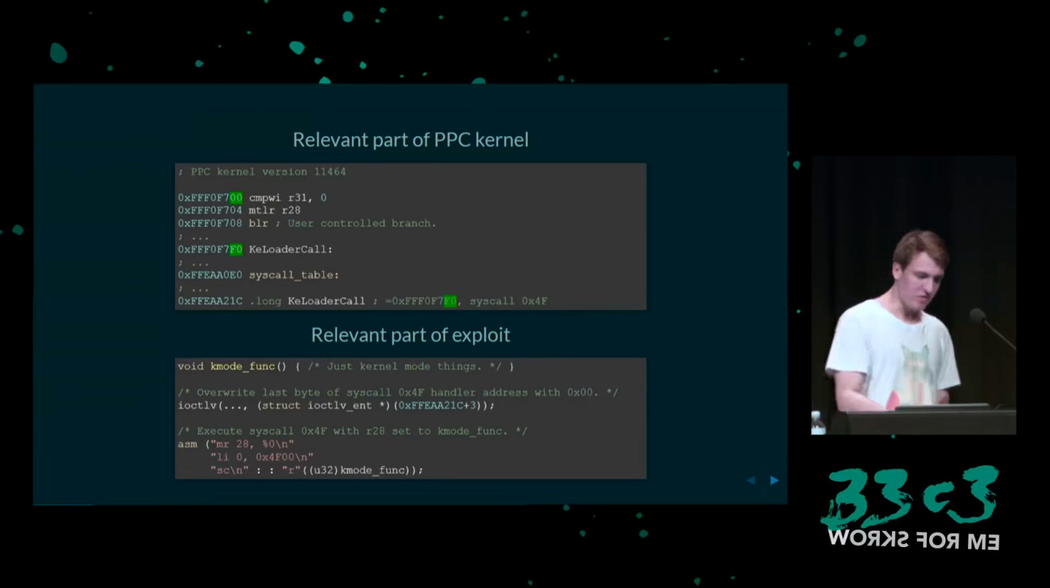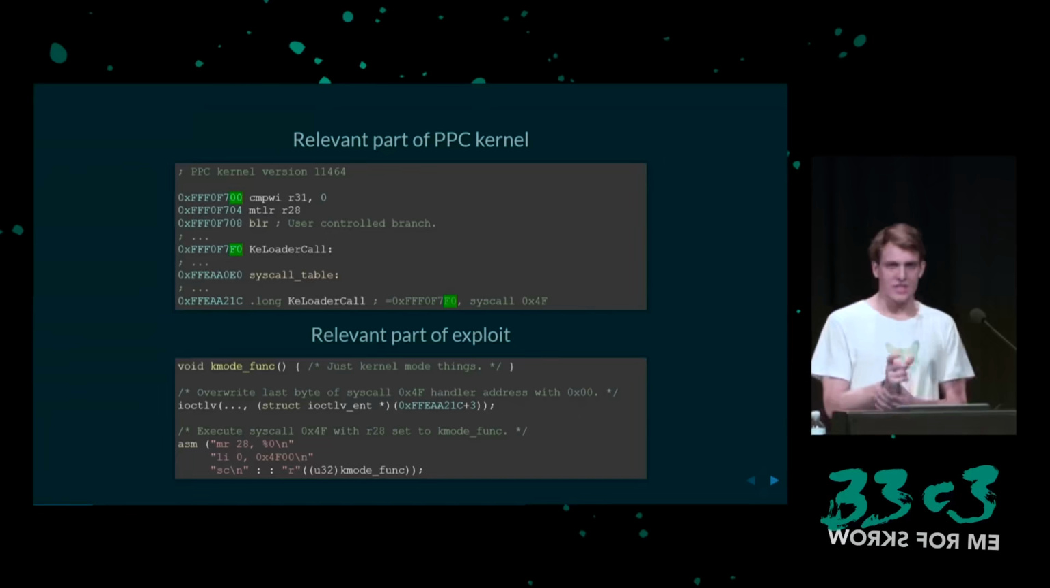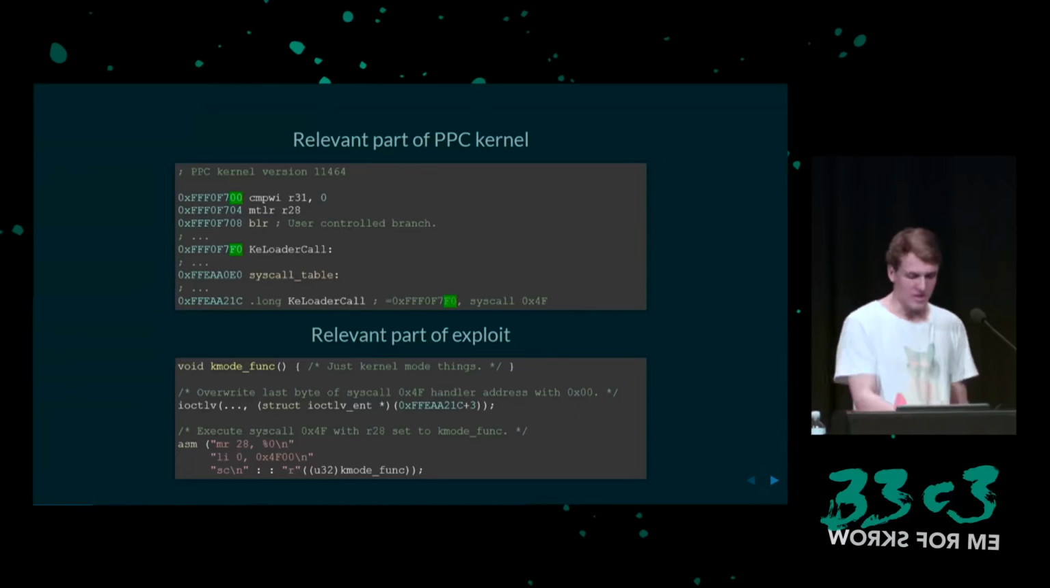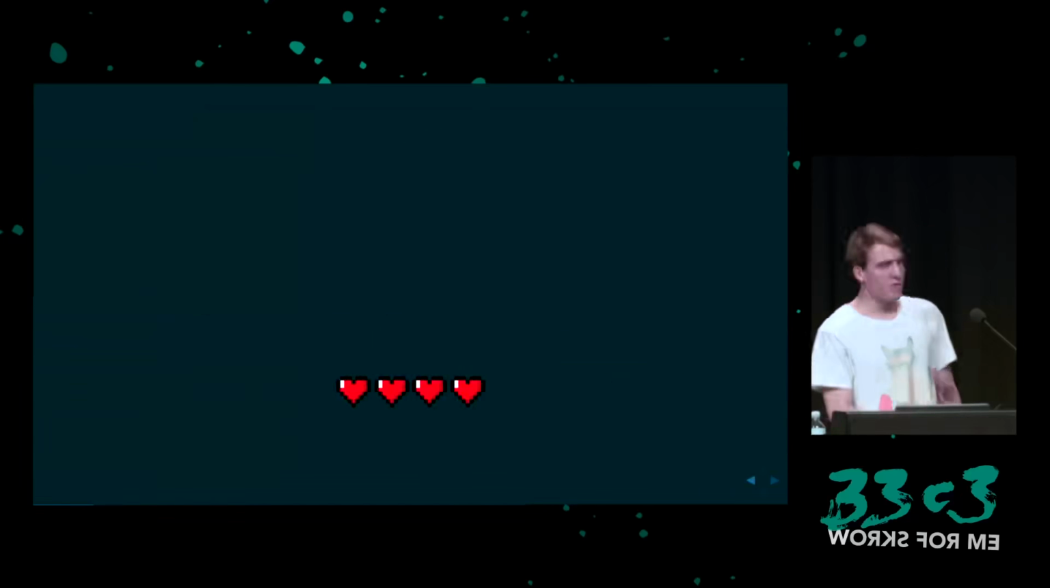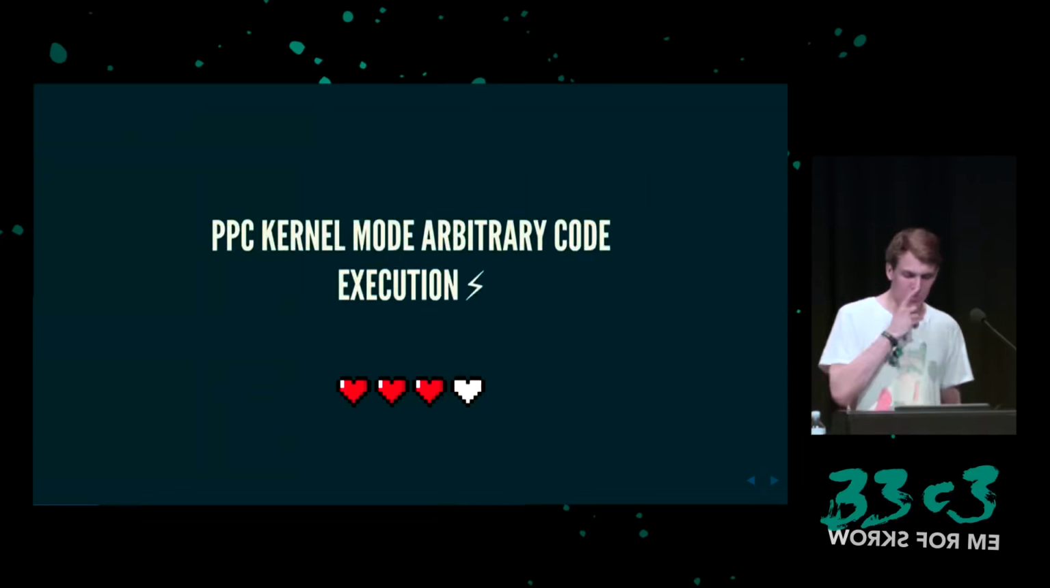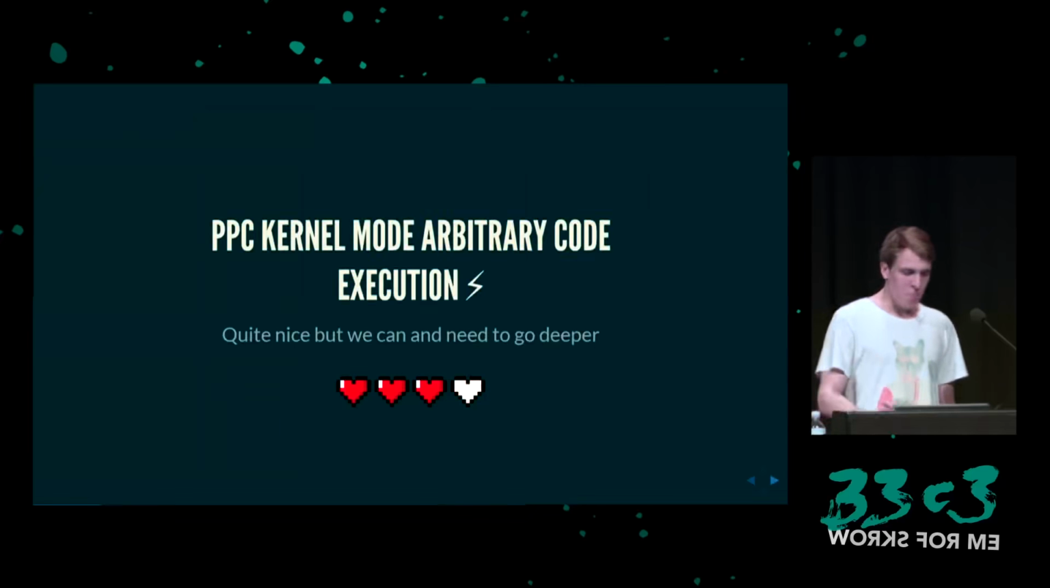So how do we exploit this? Well, we have our kmode function there. Then we just call IOControl-v to this shifted address. And from this point on, we have this nice syscall that just jumps to anywhere we want, and then we call it basically, and this calls our kmode function. So the view starts out with full 4 hearts, and this gives us PowerPC mode code execution. So we subtract 1 heart. It's quite nice, but we can and need to go deeper.